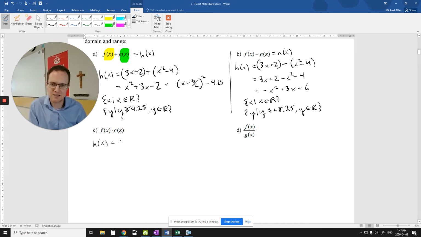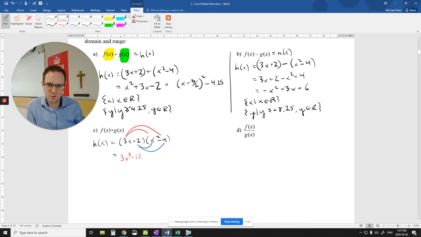So here we got h of x. We're going to multiply these two together. So we got 3x plus 2 times x squared minus 4. So I'm multiplying these. There's a solid dot there. So I'm going to use the whole distributive property. So I'm going to go 3x times x squared, 3x times -4, and then 2 times both those as well. So I'm going to have 3x cubed minus 12x with that piece.